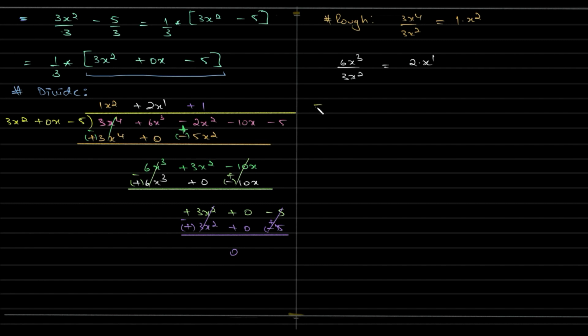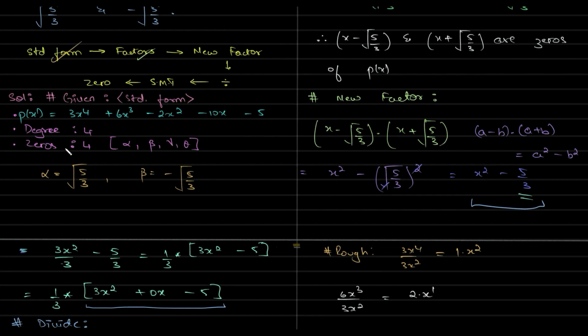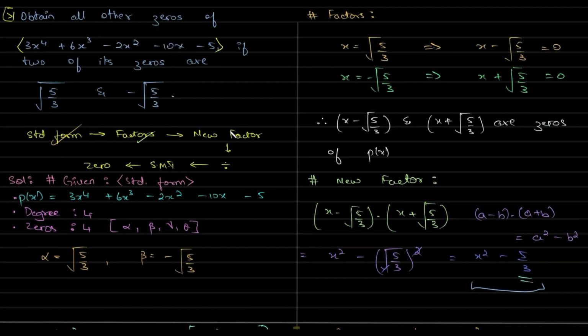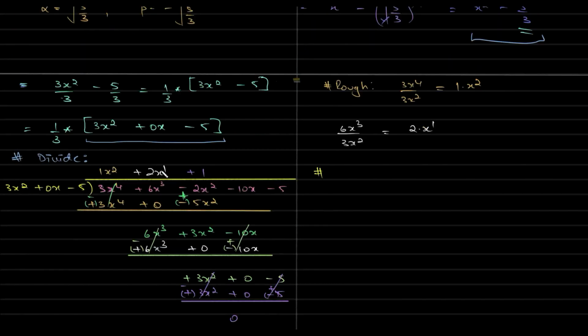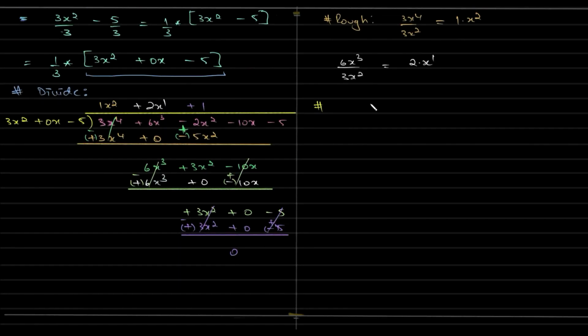So once you do this, the next step is after division, okay, new factorization, division is done, splitting the middle term. So let's split the middle term of the quotient, of q of x. Okay, so we have the quotient to be 1x square plus 2x plus 1. So clearly this is in the form of a square plus 2ab plus b square, right? So I just have to do this and we have that.